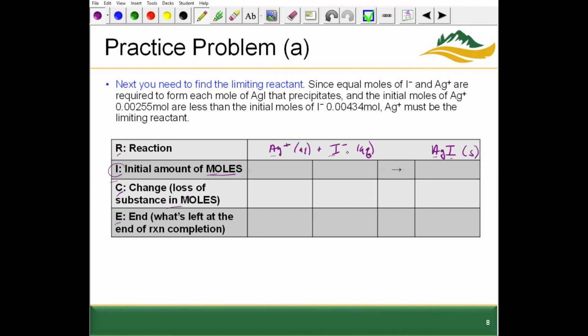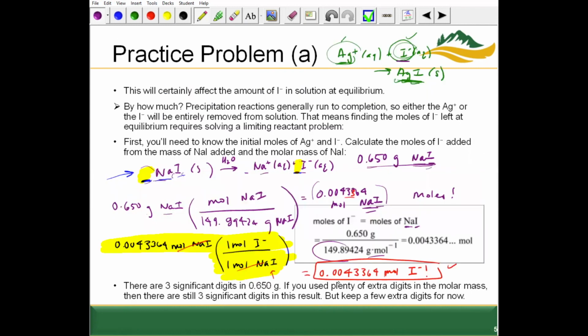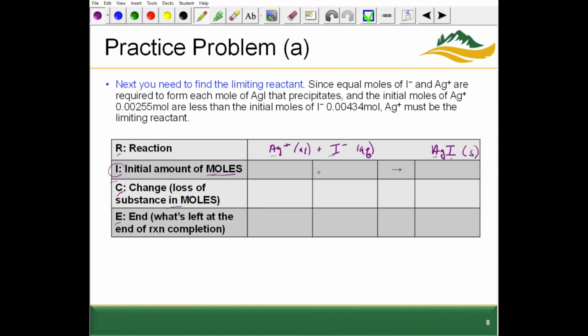So for I−, it's 0.0043364 in moles, importantly. So for the RICE table, in moles. For most stoichiometry problems, you're going to want to work in moles at some point. So probably all stoichiometry problems at least connect back to moles at some point.